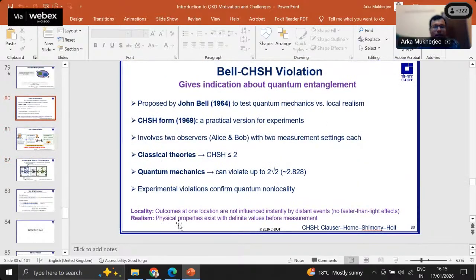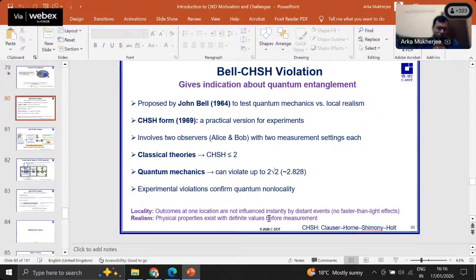Realism states that physical properties exist with definite values even if we don't measure them. For example, if we have a ball and we do not measure it, its mass will still be there. Suppose the ball has a weight of 1 gram; even if you don't measure it, it will be 1 gram. But in the case of quantum entanglement, if we measure at a certain time, the value will be something, and if we measure at another time, the value will be something else. We don't know what the outcome will be. But if we measure one part, suppose we measure the entangled particle at Earth, then we immediately know what the value will be at the other part of this entangled pair at Mars.